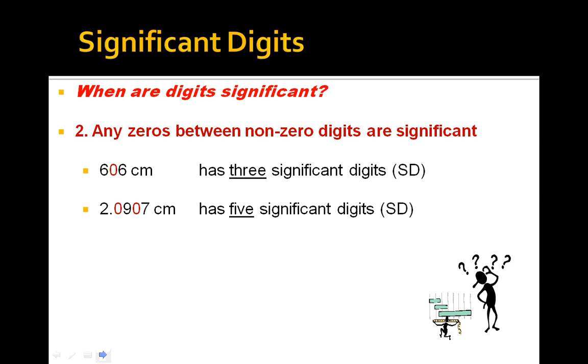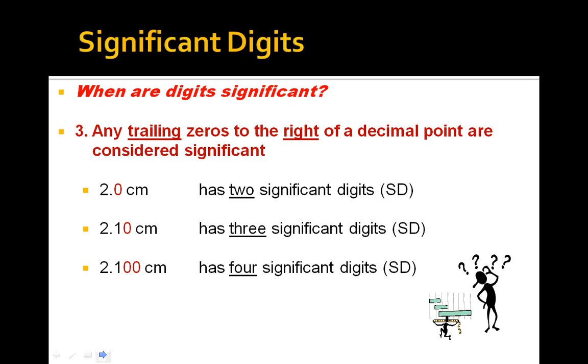Now, that leaves out the zeros, and zeros you have to be careful with. Any zeros between non-zero digits are significant. For example, here, remember, 1 to 9 are significant digits. The 6 and the 6 are significant, so the 0 in between has to be significant as well. So this number has 1, 2, 3 significant digits. I call this the sandwich rule. Any zeros that are sandwiched between other significant digits are significant themselves. Here's another example. I've got the 2, the 9, and the 7. They're 1 to 9, so they're all significant, and you've got these zeros sandwiched in between. So this number has 5 significant digits. Just remember the sandwich rule.